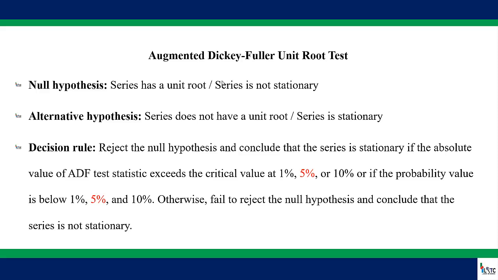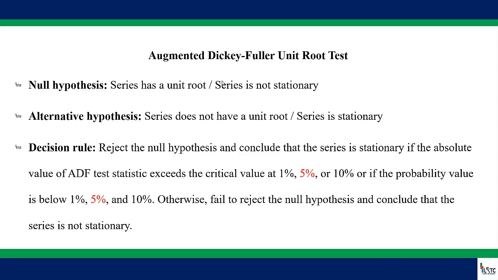And the null hypothesis, particularly for the augmented Dickey-Fuller test, is that the series has a unit root. That is, the series is not stationary. And the alternative hypothesis is that the series does not have a unit root. In other words, the series is stationary. And the decision rule is very simple and straightforward.